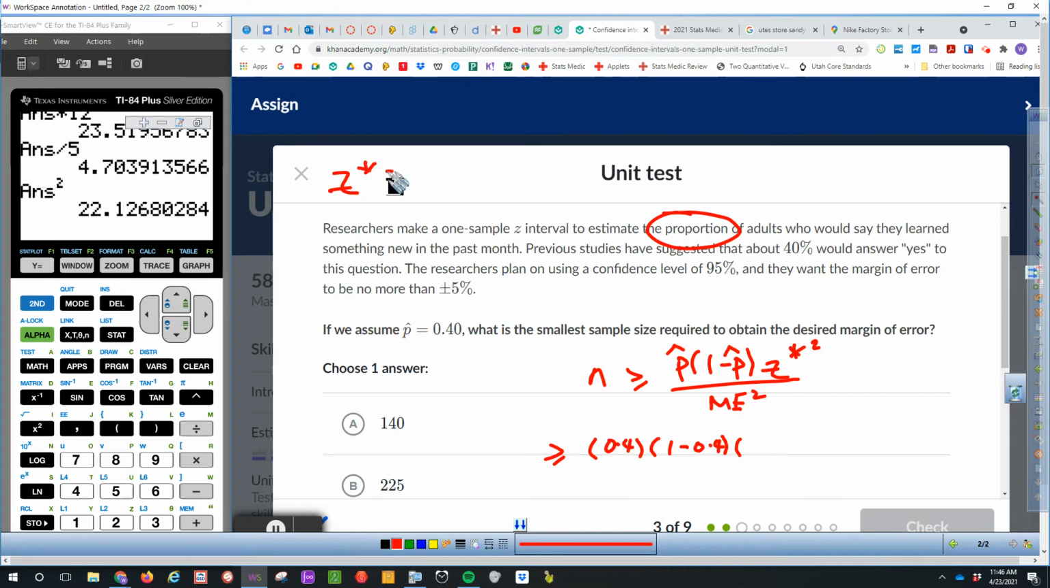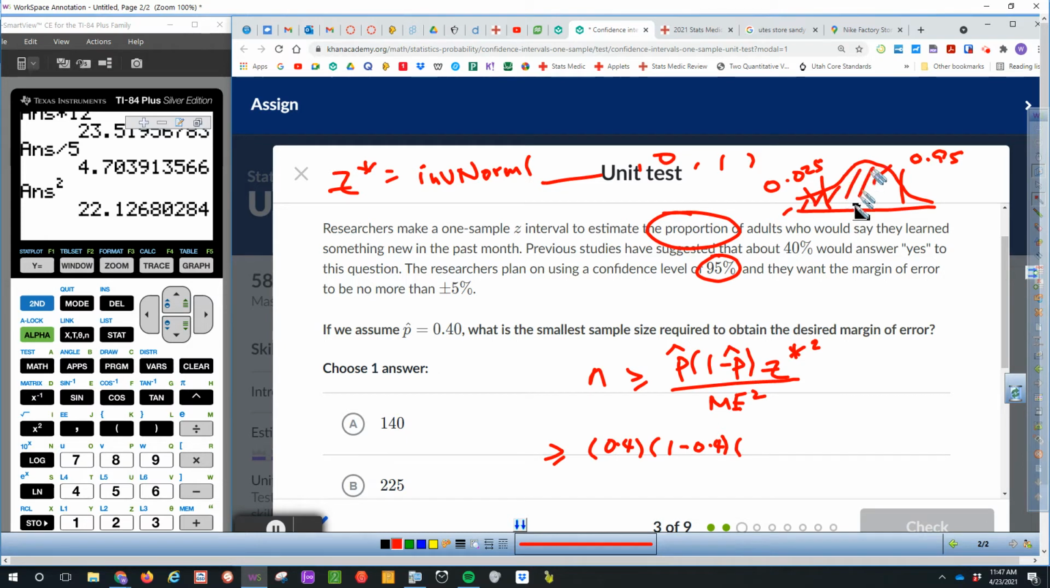Now, I don't know if you recall, Z star was inverse norm, right? And I need, remember, three things. Here is the area to the left. And since this is 95%, if the middle is 95%, which is 0.95, this tail should be 0.025. And I need to add the area to the left. So I have to add this to this, and that is 0.975.